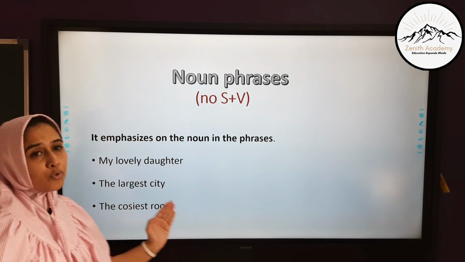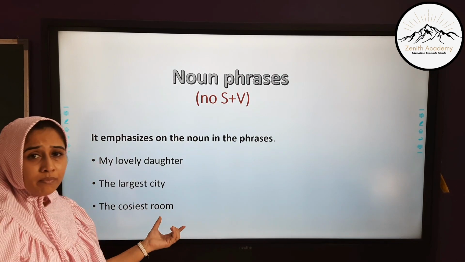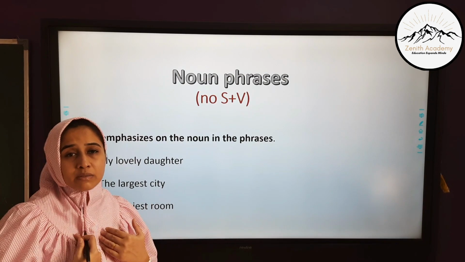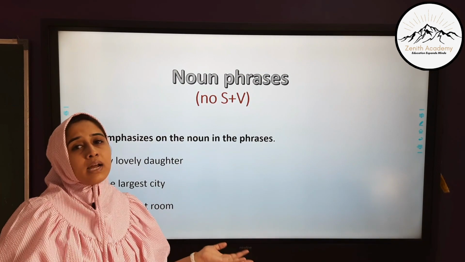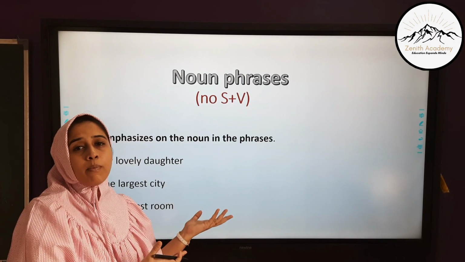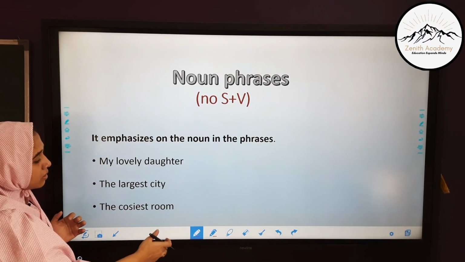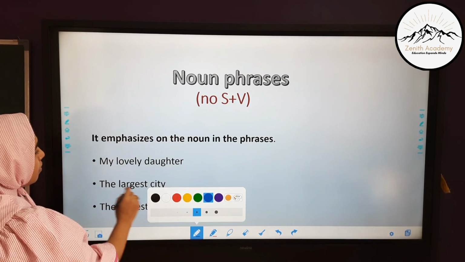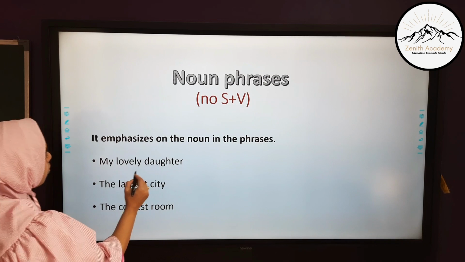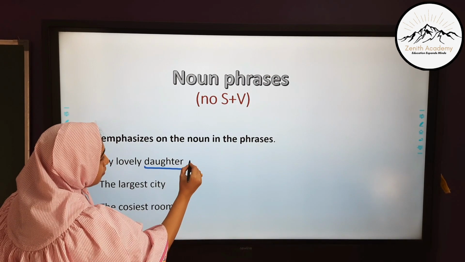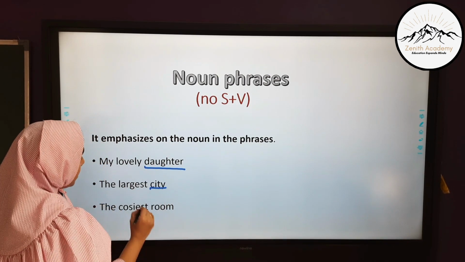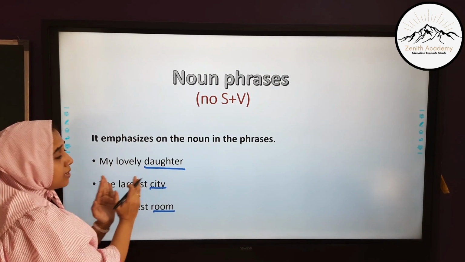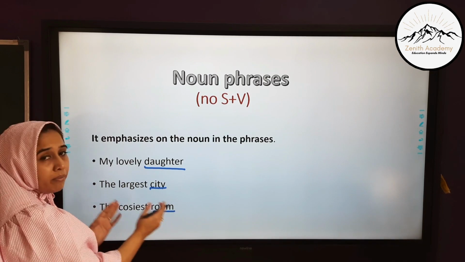The coziest room. I am talking about a room which is cozy. But what I want to convey about that room, whether it is my room or I like that room, is not conveyed. There is no verb or subject over here. Let's once again take a look at noun phrases, where the noun phrase focuses on the daughter, which is a noun, the city, the room, and it specifically talks about the daughter being lovely, the city being the largest, and the room being coziest.